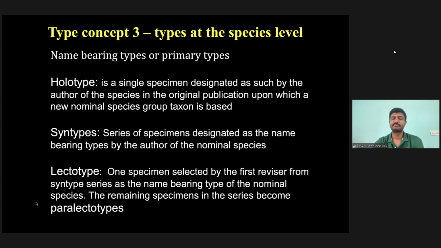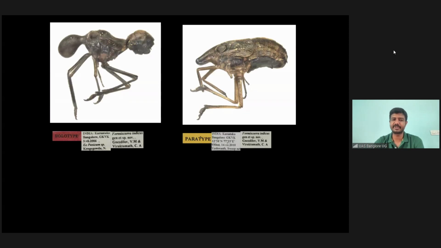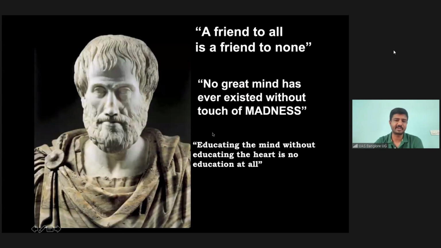Holotypes, paratypes. That is very, very important for your courses. As I said, holotype is the single specimen which we put in a red label, and the paratype in a yellow label. That is very important.